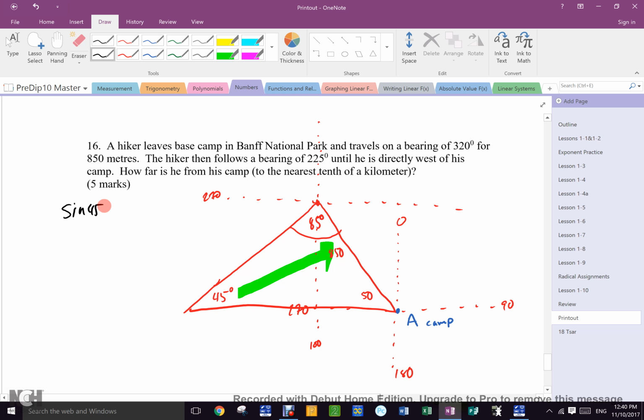Sine of 45 over what? 850. 850 has to equal sine of what? 85. 85 over what? X. So 850 sine 85 divided by sine 45 equals your answer, which is 1,197.5. 1.2 km, to the nearest tenth.